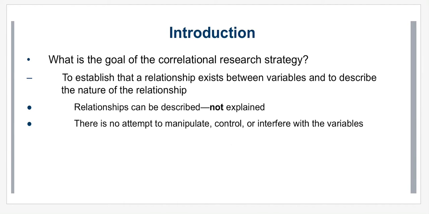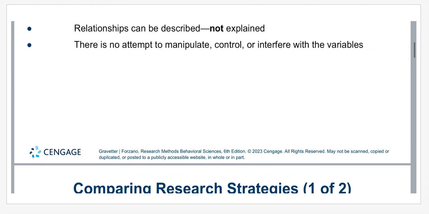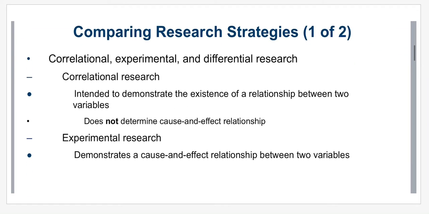Okay. And as you can see, there's only one group. We're not separating into groups. There's literally just one group of participants, and we're measuring them on both variables. And then we're seeing if there's a relationship between those measurements. So, in your book, it gives an example of how to compare correlational and experimental research. As I've already mentioned, in correlational research, we're just looking for a relationship.